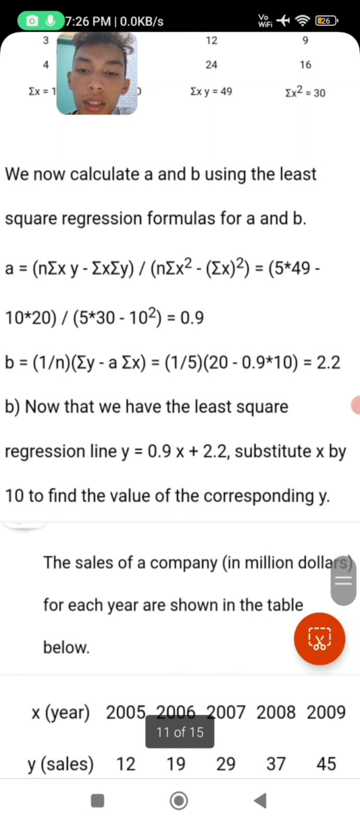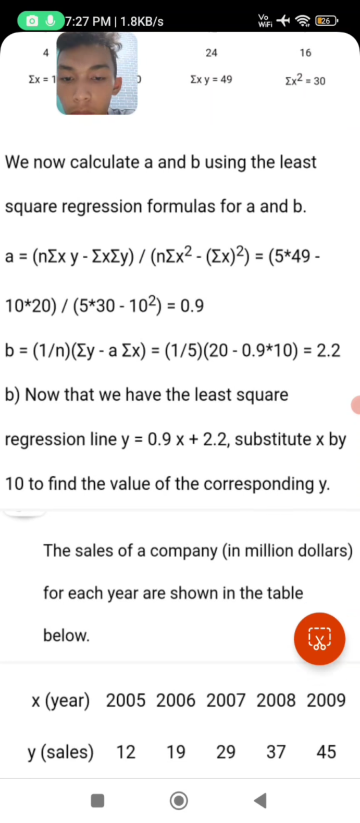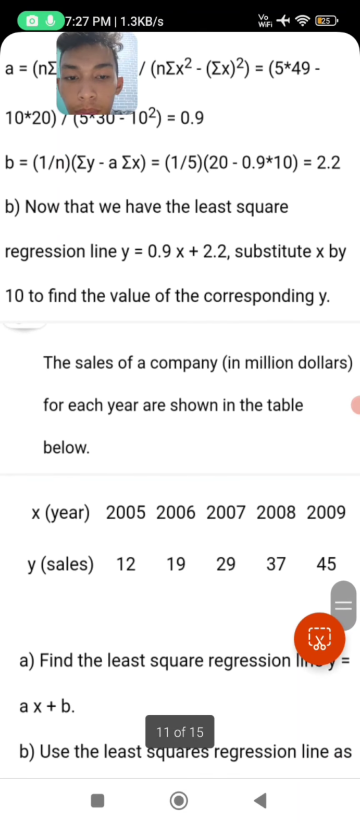b equals 1 over n times the sum of y scores minus a times the sum of x scores, equals 1 over 5 times 20 minus 0.9 times 10, equals 2.2. Now that we have the least square regression line y equals 0.9x plus 2.2, substitute x by 10 to find the value of the corresponding y.